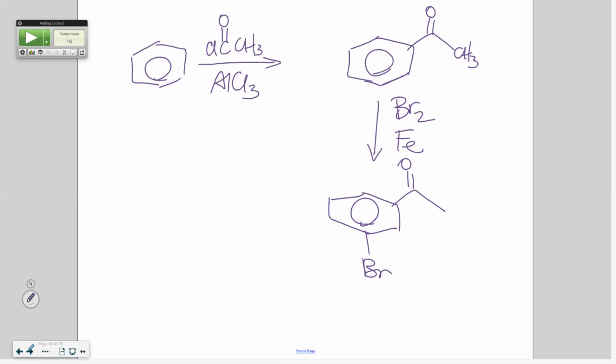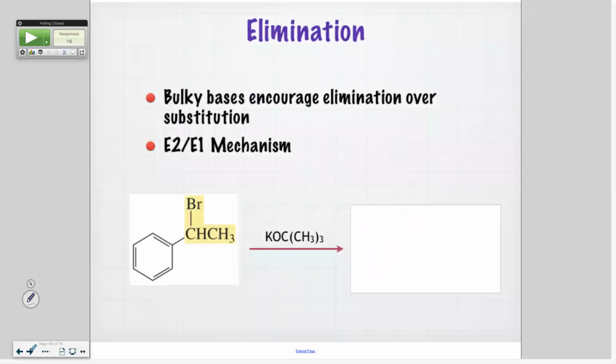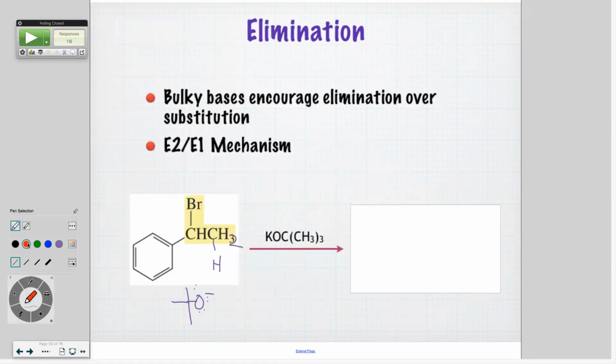Okay, that's what we did. That one we did last time. Okay, so elimination. Bulky bases encourage elimination over substitution. Remember that? So if you have this, I'm going to go like this. Okay, do you remember your bulky base? Oops. Did you find it? I'm just not organized like your bills for whatever reason.